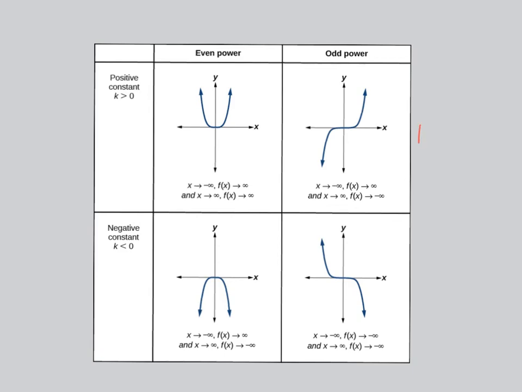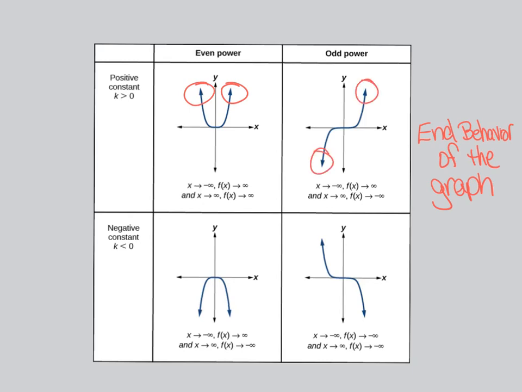Okay? So this helps us determine the end behavior of the graph. That is the end behavior of the graph. And when I say end behavior, I'm talking about where these arrows are. That's what end behavior means. Whatever happens in the middle, I don't care what happens in the middle. I am talking about the end behavior of my graph.